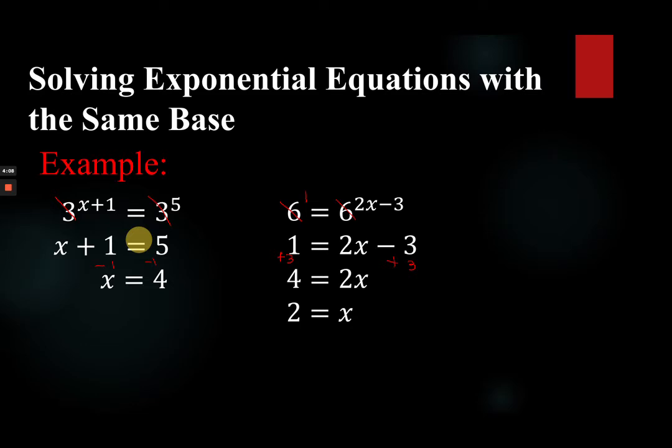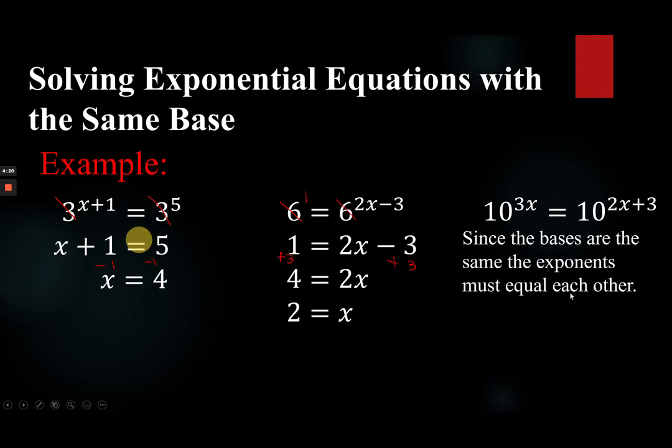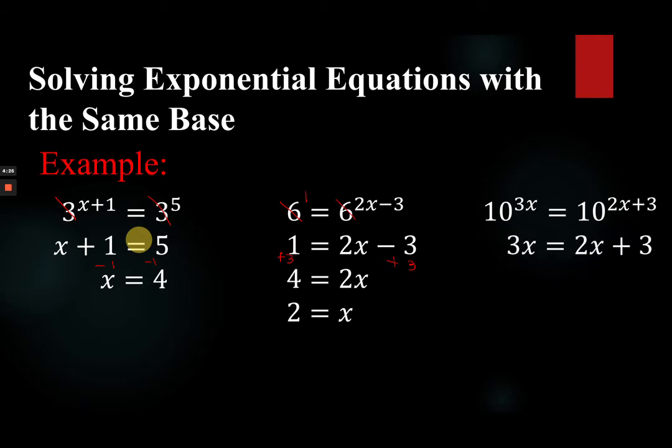Okay, next you have here base 10 to the power of 3x is equal to 10 to the power of 2x plus 3. The same deal, cancel out your 10. Since the bases are the same, the exponents must equal each other. Cancel out your 10, and so you have 3x is equal to 2x plus 3. Very easy. You just subtract 2x from both sides, and you found your answer, because this becomes 1x, and so x is equal to 3. And it's done.